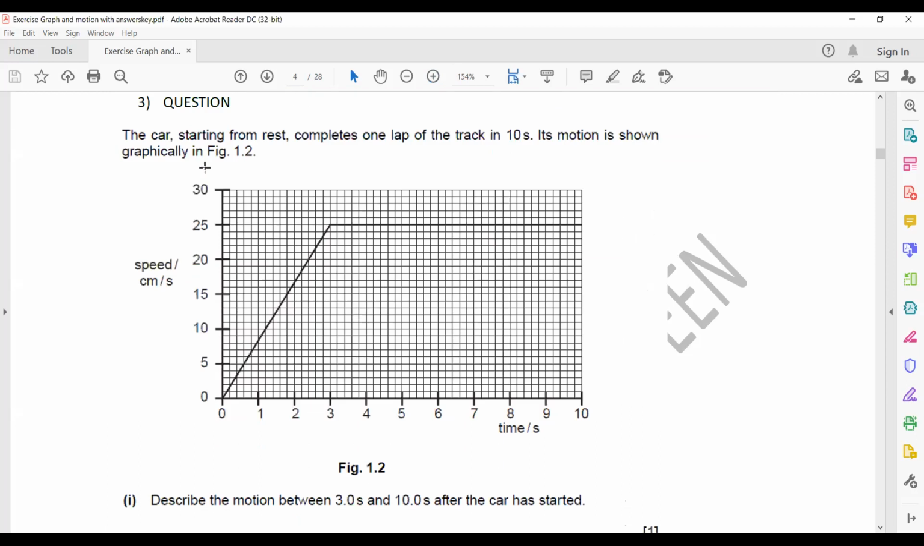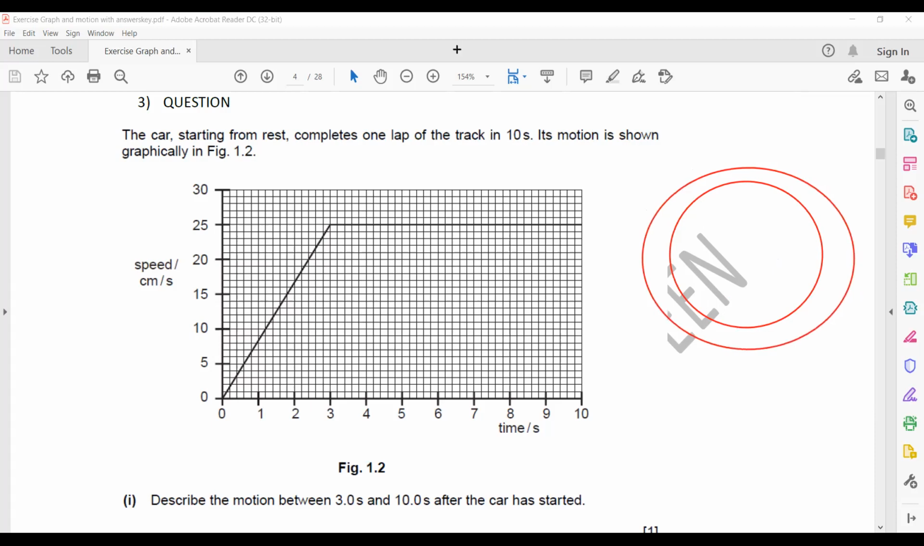In question 3, the car starts from rest and completes one lap of the track in 10 seconds. Like there's a race. So this is, say, the position of the car. This car completes the lap, one complete rotation, one complete lap. And how much time did it take? It took 10 seconds to complete the lap.